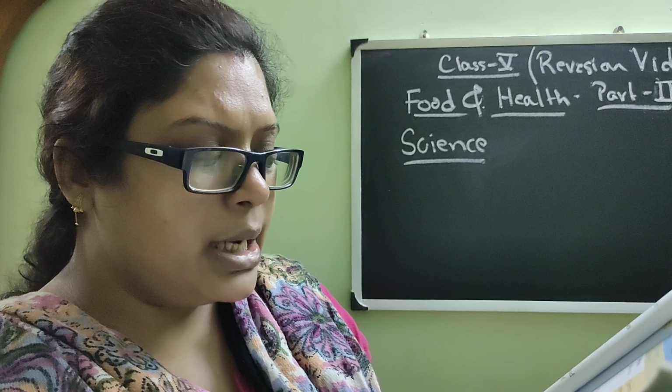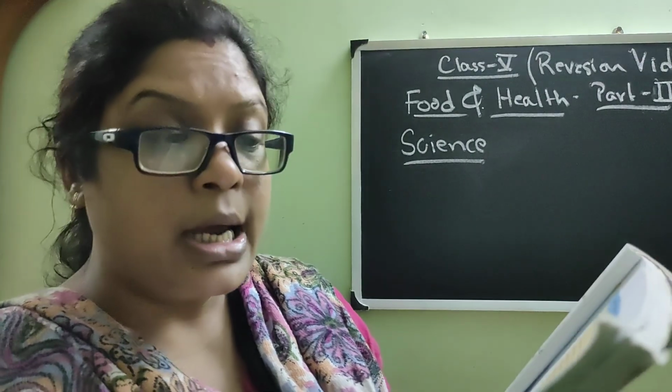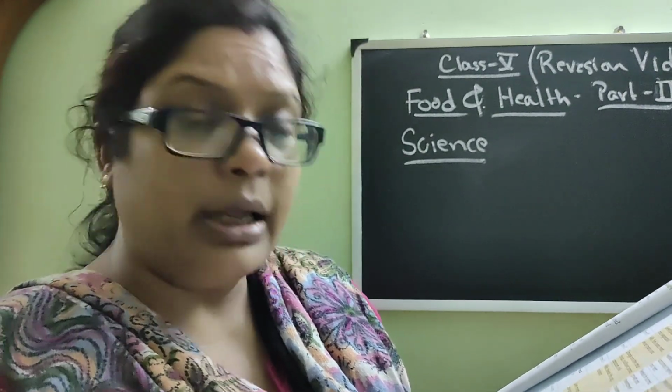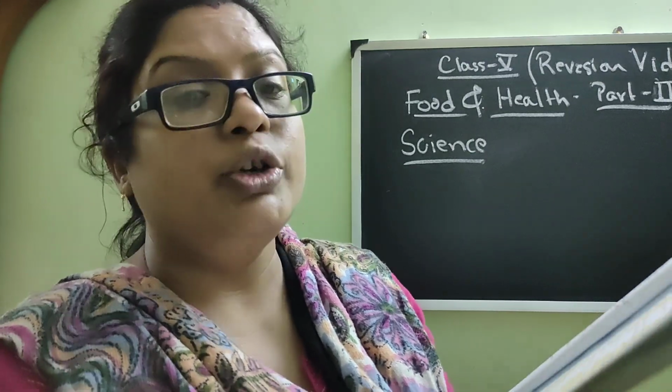Now minerals: iron, calcium, phosphorus and iodine. Here also you will see different sources, different functions and different deficiency diseases. You have to read it thoroughly. And finally, at the end of the chapter, we will read about different postures. When we are sitting, we should sit straight. We should not slouch. We should not bend. That can affect our body and can also restrict the energy to flow when we are doing some job.